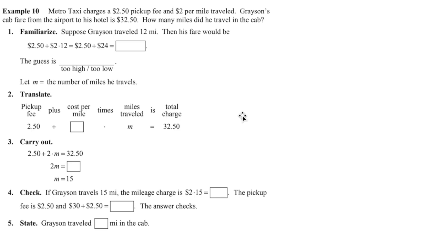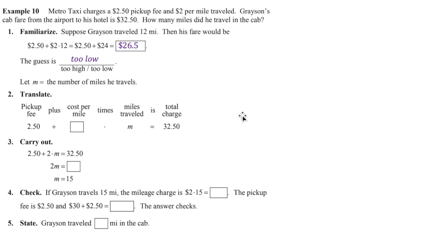Metro Taxi charges a $2.50 pickup fee and $2 per mile. Grayson's cab fare from the airport to his hotel is $32.50. How many miles did he travel in the cab? Let's say he traveled 12 miles. Then his fare would be $2.50 to pick up plus $2 times the 12 miles. Multiplying gives us $26.50. A little too low, so for sure he's traveled more than 12 miles.